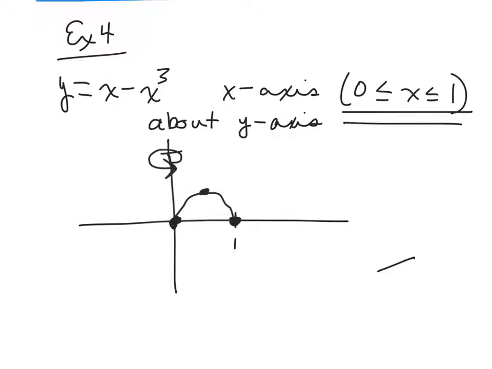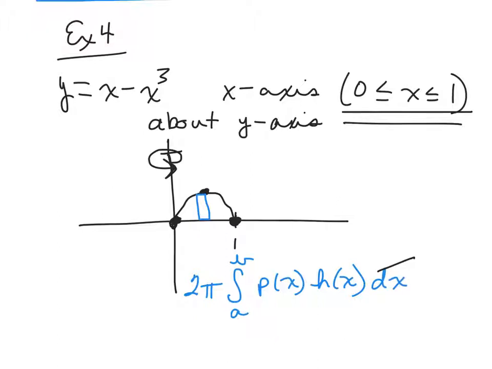So let's use the shell method, which allows us to work in terms of x when we have a vertical axis of revolution. Okay, so we know that with the shell method our representative rectangle runs parallel to the axis of symmetry. So it's going to look like that. And we know we're going to work in terms of x because we have a vertical axis of revolution. So the formula went like this: 2 pi times the integral from a to b of p of x, h of x, dx.